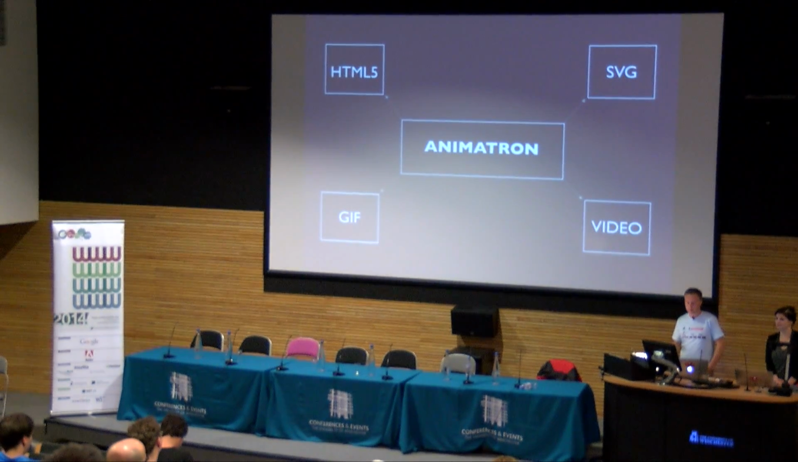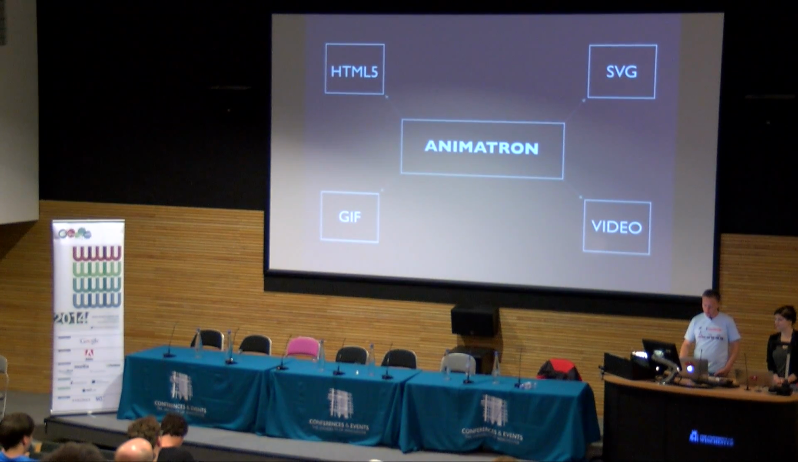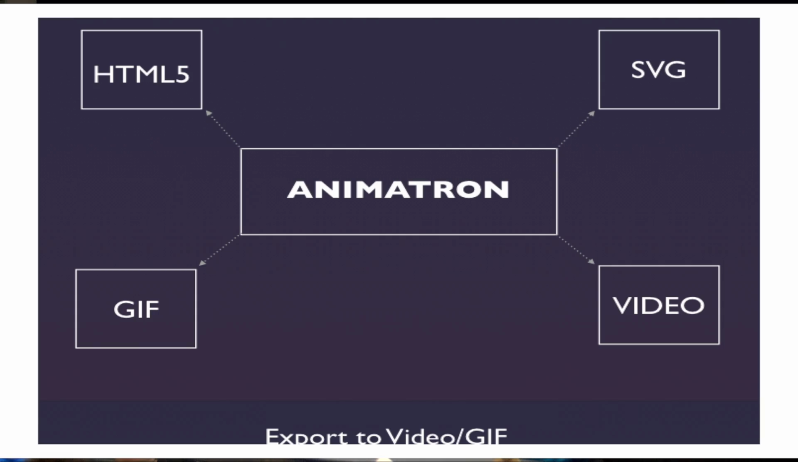Animatron allows you to publish to several different formats: video, animated GIFs, our own JSON-based format, which we call HTML5, and SVG. Just recently, we added support for animated SVG with SMIL animations. Let's briefly go over how we export to each format.